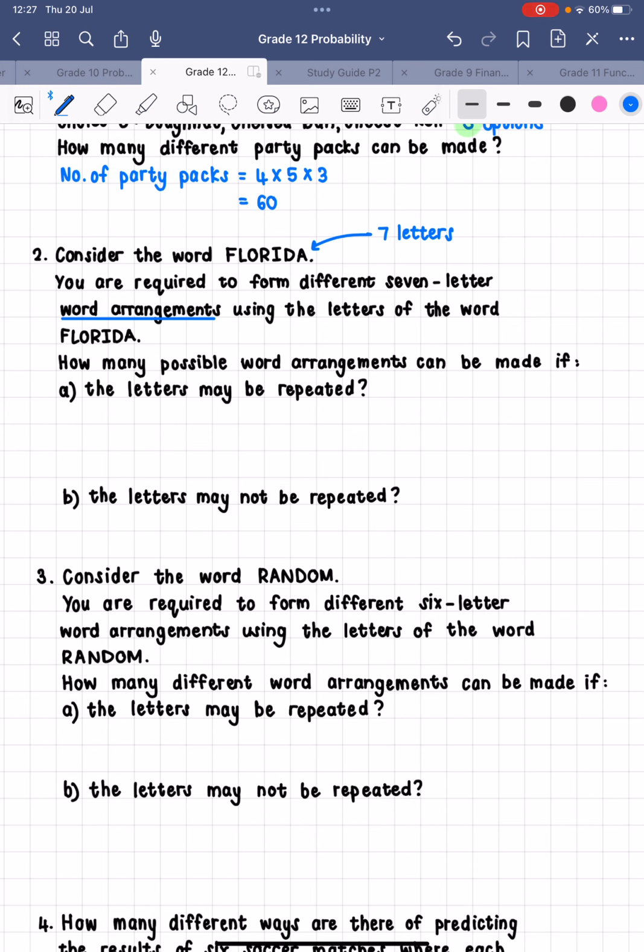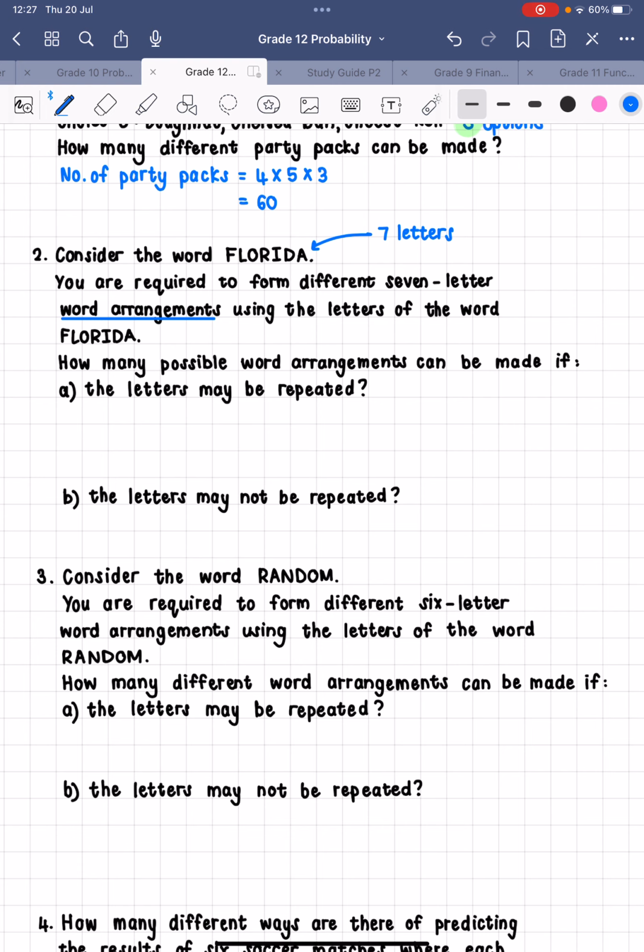Okay, different words, we can use that. Okay, so now they're saying how many possible word arrangements can be made if, for A, the letters may be repeated. So what does that mean? That means we can have 7 F's, or 7 L's, or 7 O's, 7 R's, or we can have 2 F's and then an ORIDA, right?